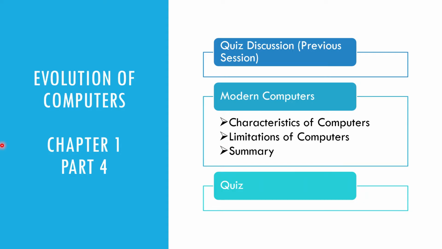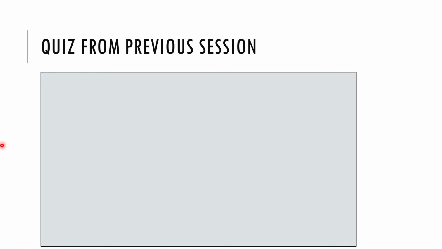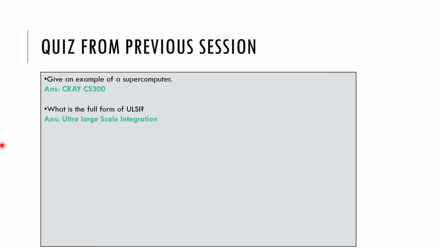So, let's begin. The questions which we raised in the last session, the first one was give an example of a supercomputer, and the answer is Cray CS300. The next one, what is the full form of ULSI? And the answer is Ultra Large Scale Integration.